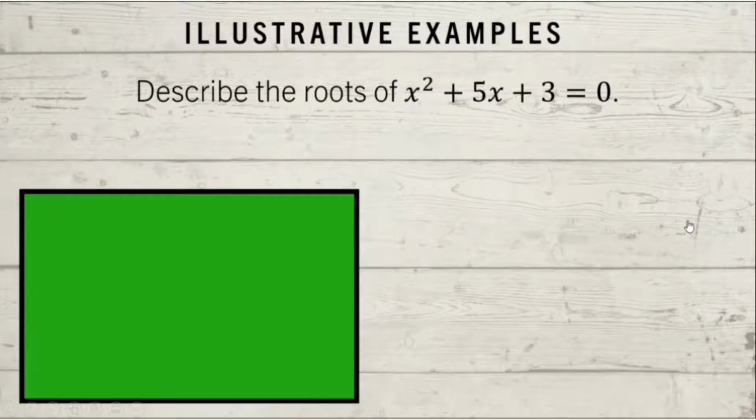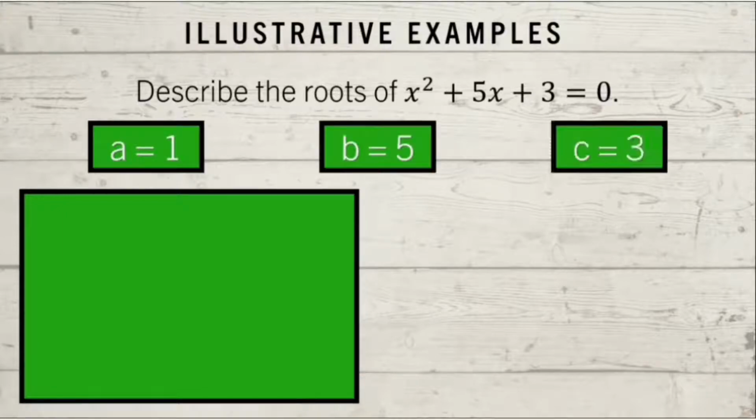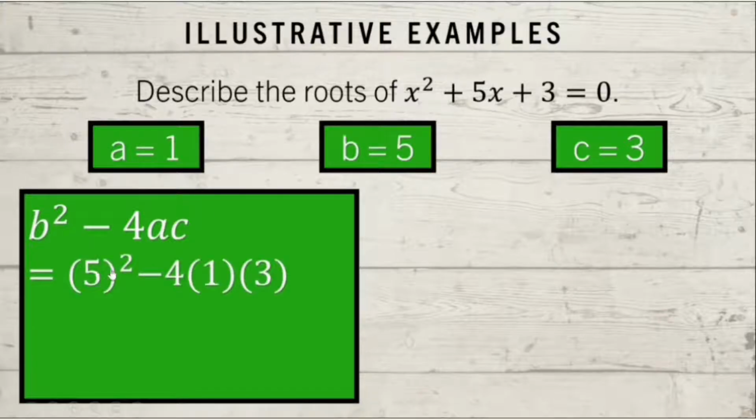Let's have another example. Find the nature of the roots x squared plus 5x plus 3 is equal to 0. The equation gives a is equal to 1, b is equal to 5, and c is equal to 3. Substituting the given values of a, b, and c in the expression b squared minus 4ac, we have the value of b, which is 5 squared, minus 4 multiplied by the value of a, which is 1, multiplied by the value of c, which is 3.